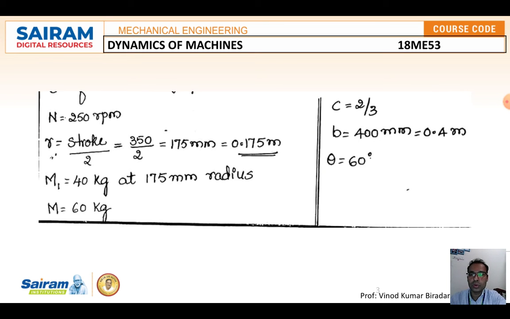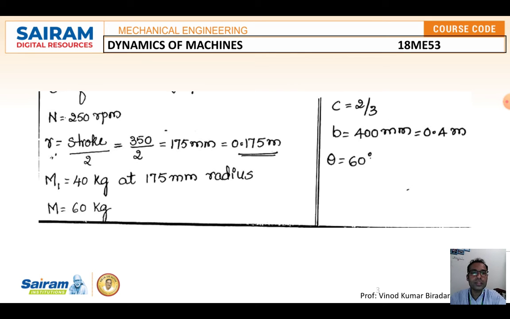Note down all the given data here. Speed is given, that is 250 rpm. r is equal to what? The crank radius is always the stroke divided by 2, that is 350 by 2, and you get 175 mm, which you convert into meters, that is 0.175 m. The mass of 40 kg is at 175 mm radius. The mass of 60 kg is given, but the radius is not given; that you need to find.